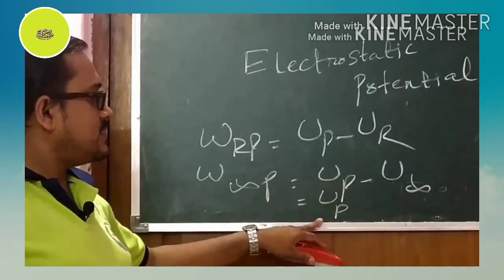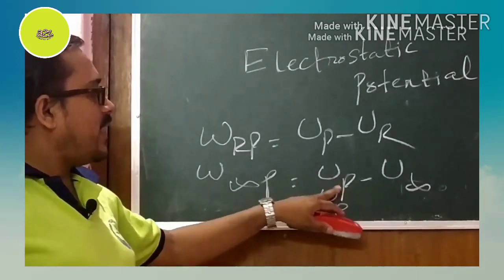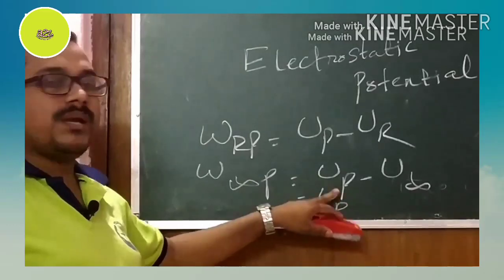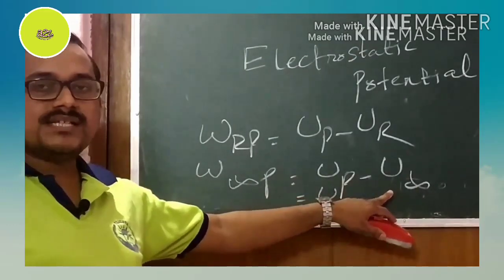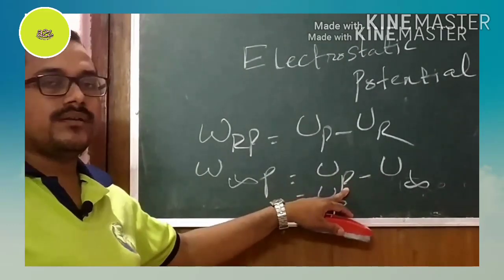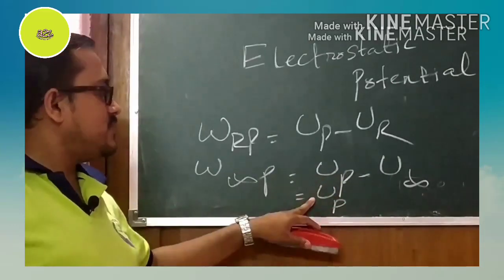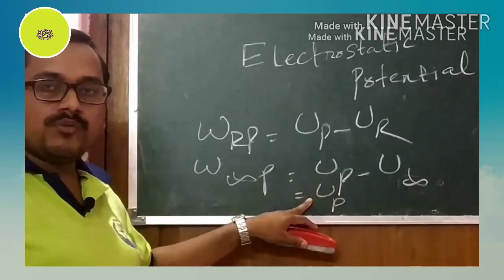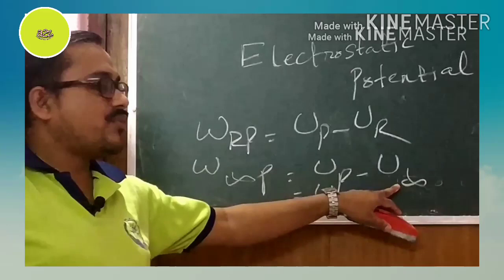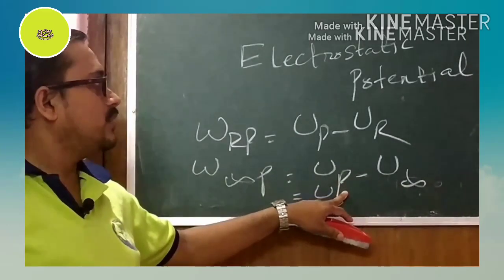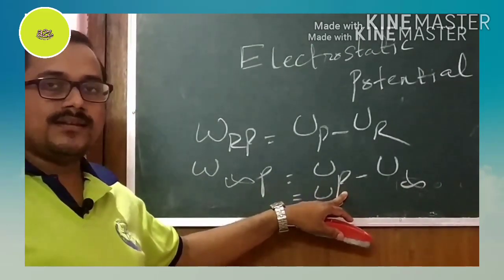The potential energy can be defined as the amount of work done in bringing a charge from infinity to a particular point. This is called the potential energy.